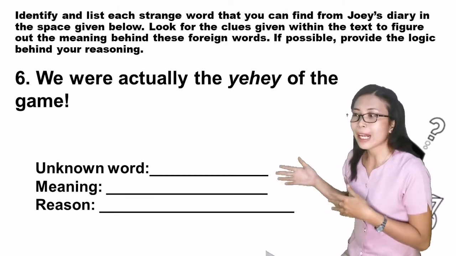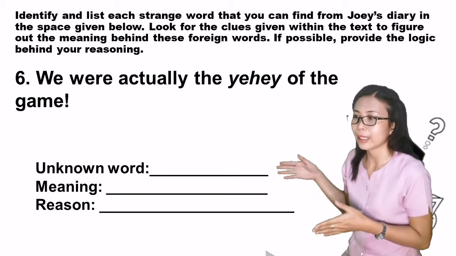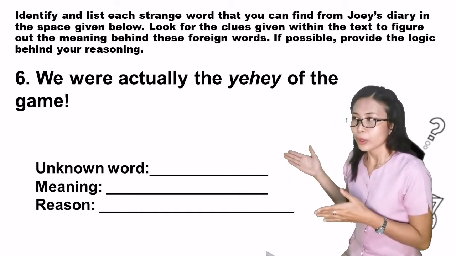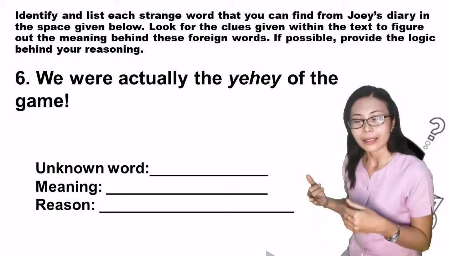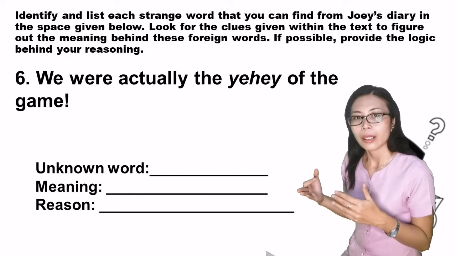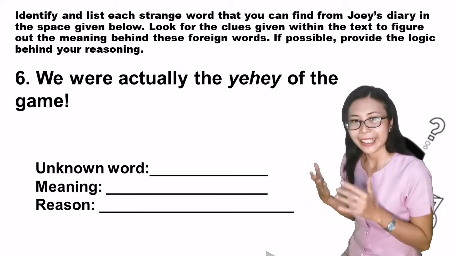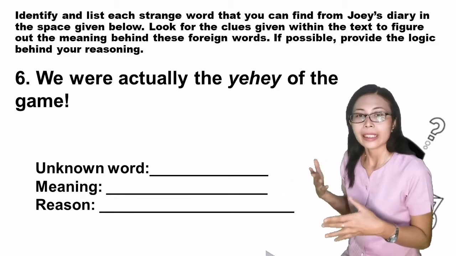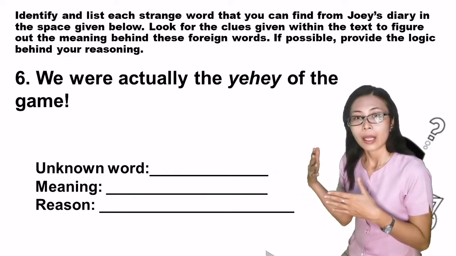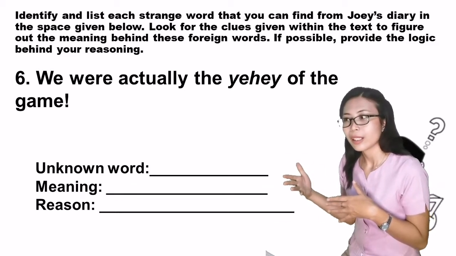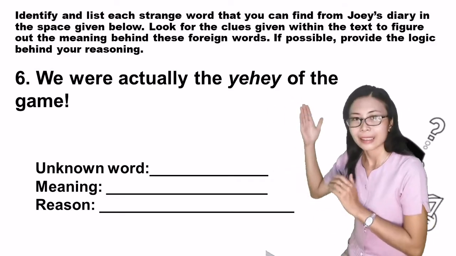And for group 6, we were actually the yay of the game. Yay is the unknown word in the sentence. Now, you usually use the word yay if you're happy, if you succeed in a particular task, or if you are craving for something that has been achieved, or if you are successful. You use the word yay, and that is the indication that you're happy. And as we know earlier that Joey and his friends were playing basketball, it means they won, because he said, we were actually the yay of the game.